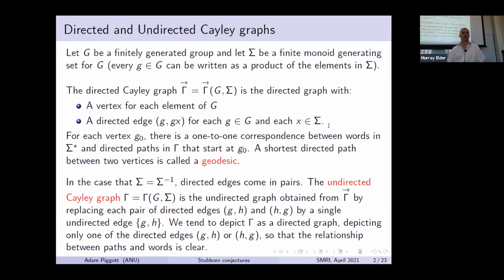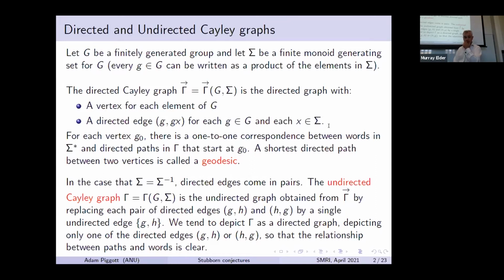Geodesics are good. They're the shortest ways to get between vertices in the Cayley graph, which means that they correspond to the shortest way to spell the corresponding group element using your generators. So when we're working in algebraic structures like groups, we have generators, and we need to construct group elements as products of generators. It's great if you can use the shortest product possible, and that corresponds to the shortest path in the directed Cayley graph.